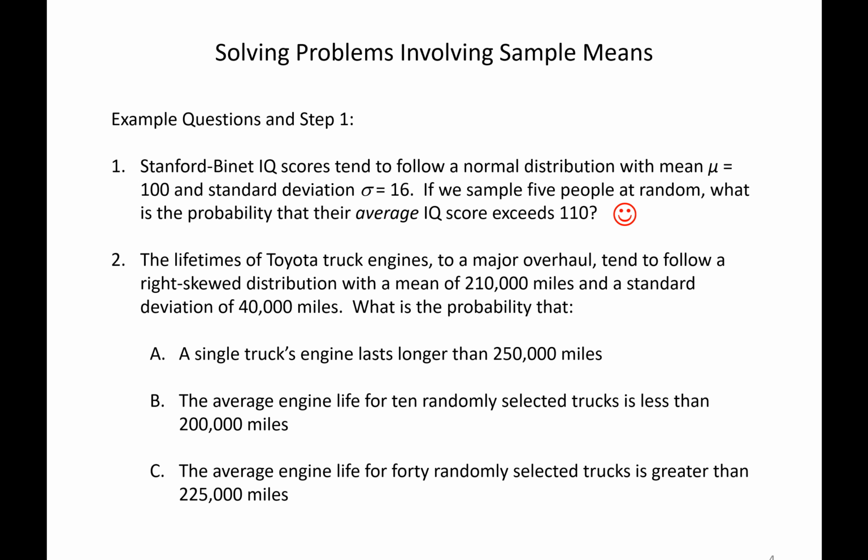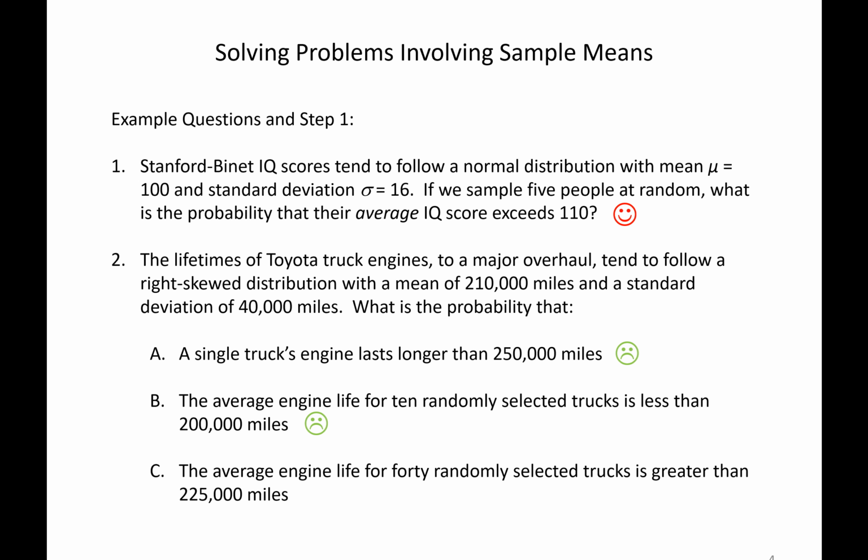Example 2: the lifetimes of Toyota truck engines to a major overhaul tend to follow a right skewed distribution with a mean of 210,000 miles and a standard deviation of 40,000 miles. So if it's right skewed, that means it's not symmetric, it's not normal. Part A says, what's the probability that a single truck's engine lasts longer than 250,000 miles? Can we answer that question using the normal distribution? The answer is no, because we don't have a normal distribution.